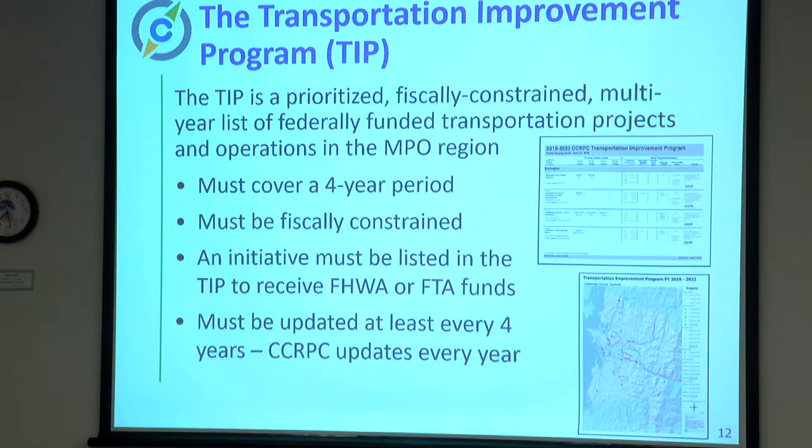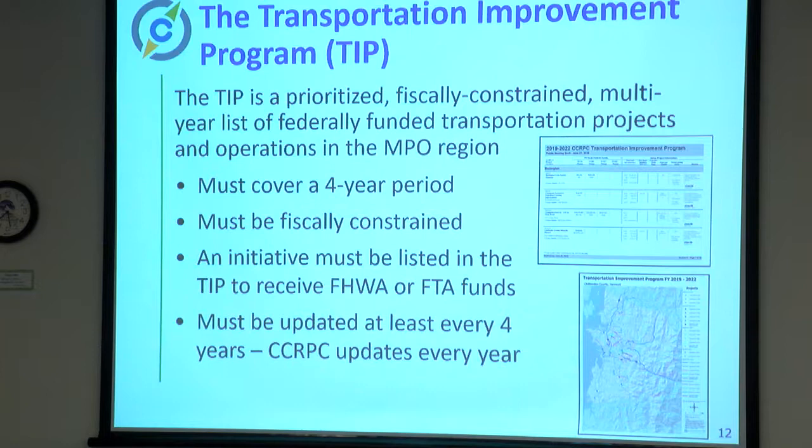So I'm going to talk about the Transportation Improvement Program. For those who were here back in July, we approved our current transportation plan, federal fiscal year 19 to 22, beginning October 1st, 2018 through September 30th, 2022. So we've talked about this just really recently.